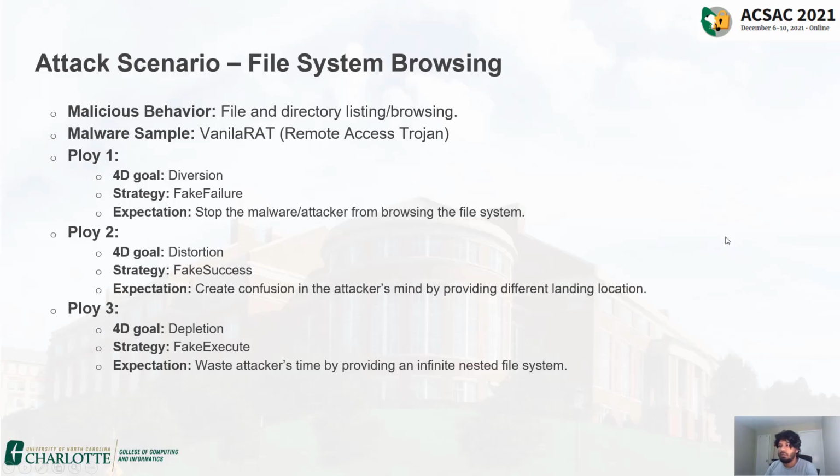Now let's come back to the slides, where I would like to show you three different deception ploys that we can have to deceive this malware. The malicious behavior was browsing the file system. In ploy 1, we divert the malware to a false or no target by failing the malware operation. So in this case, we stop the attacker from browsing the file system. So the attacker thinks he doesn't have enough privilege to see the files, or he thinks the malware is malfunctioning.